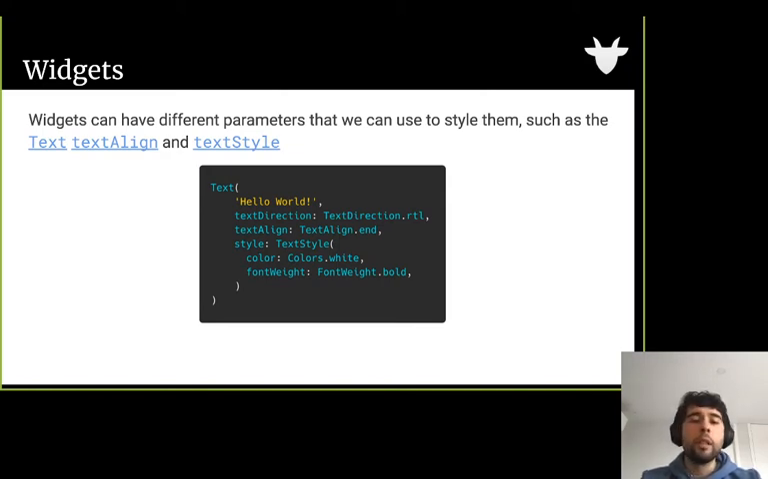Here I'm saying that I want to align it to the end, and then I'm going to give it some style. This style will be in the form of colors. I'm going to give it a white color, and I'm going to add a font weight to it so that the text can be displayed as bold.